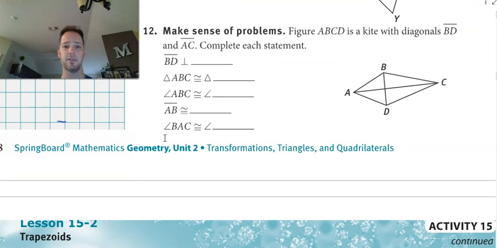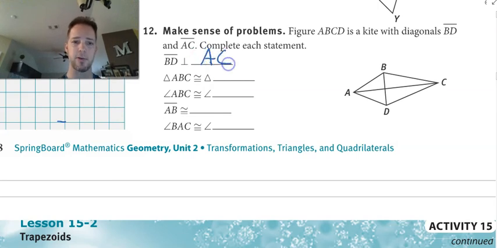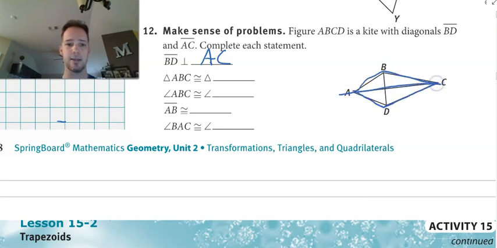All right, so for number 12, it says here we have a kite with a diagonal BD and AC. Looks nice, drawn to scale. The diagonals are perpendicular to each other, so BD is perpendicular to AC. Oh, these properties are pretty easy. Triangle ABC is reflected across to get triangle ADC.